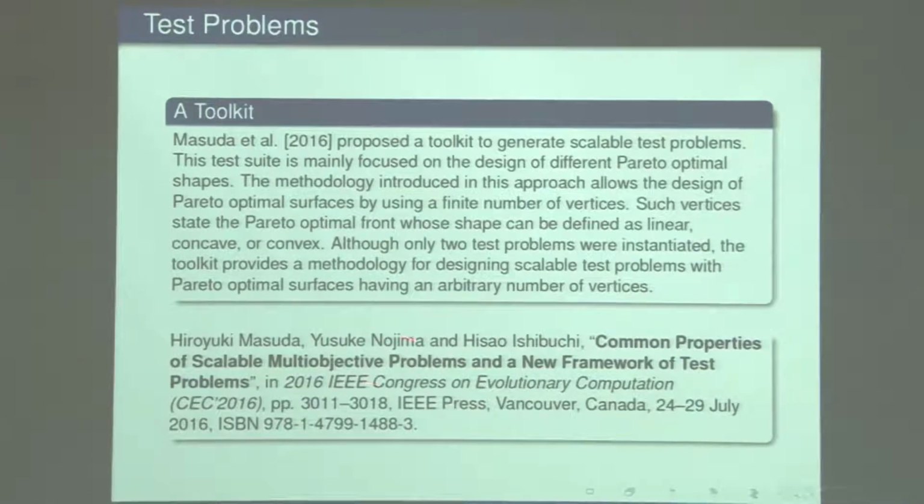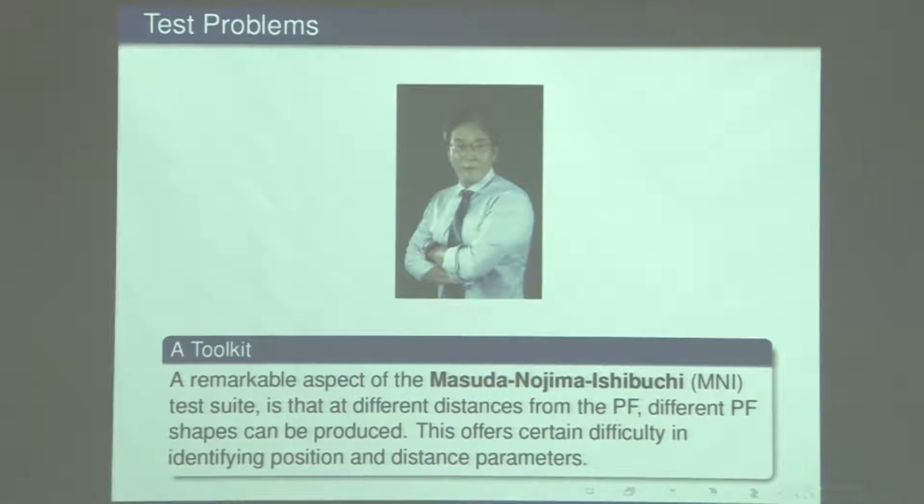This is quite interesting, actually, from Hisao Ishibuchi. Something remarkable of this test suite is that at different distances from the Pareto front, different Pareto front shapes can be produced. And this makes the problems much more challenging. It's actually a very interesting feature that is uncommon in all the other benchmarks we have.